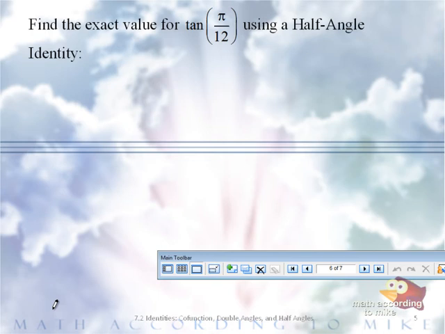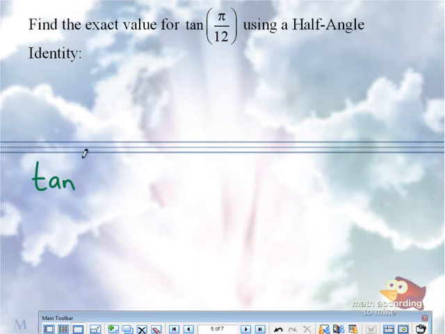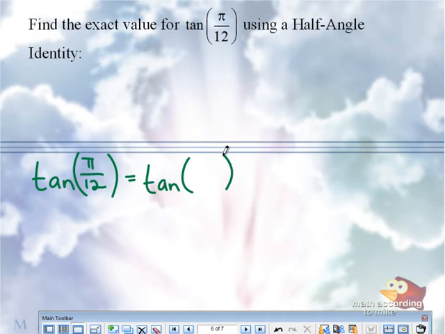Find the exact value for a tangent of pi over 12 using the half angle identity. So the tangent of pi over 12 is not on the unit circle, but it is half of an angle that is on the unit circle. Pi over 12 is half of what? Pi over 6. So to figure it out, if you multiplied pi over 12 by 2, you would get pi over 6. So we have three formulas for the tangent of a half angle.